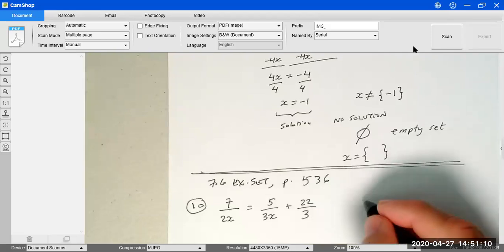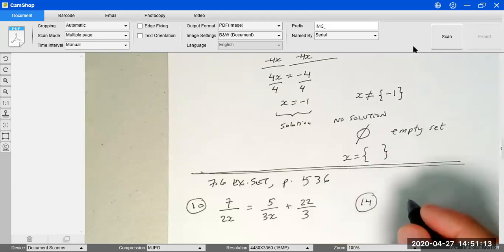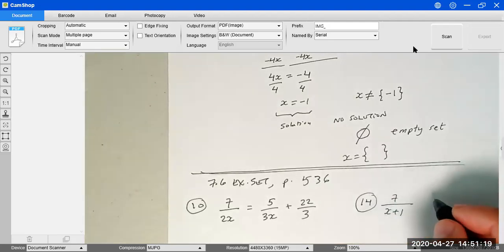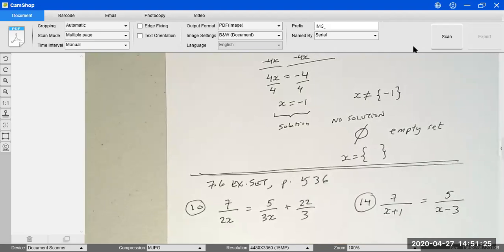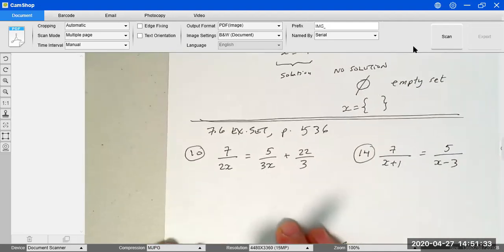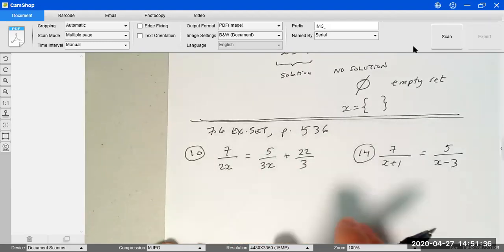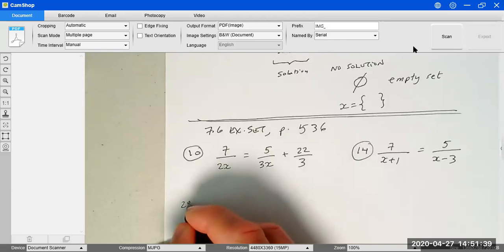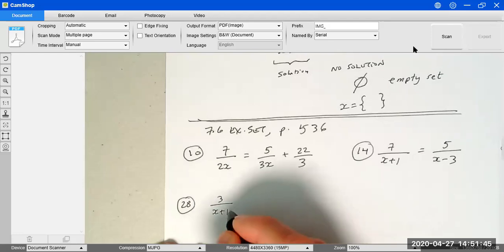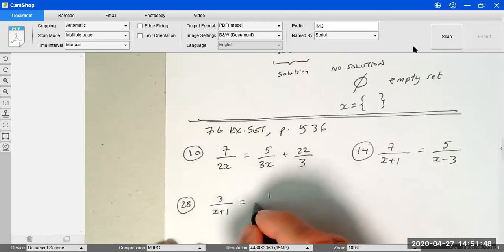Then we have problem 14. So 7 over x plus 1 equals 5 over x minus 3. And then maybe 2 more problems, and that's all for today. So you're going to have plenty of time to work this after we finish our time here. So we have problem 28. Problem 28 is 3 over x plus 1 equals 1 over x squared minus 1.